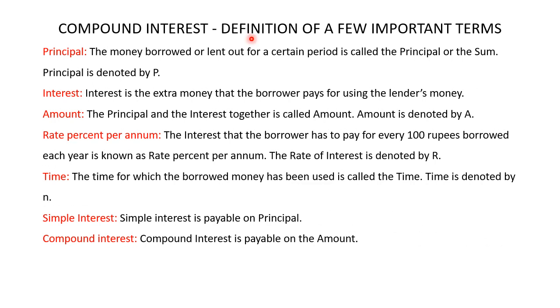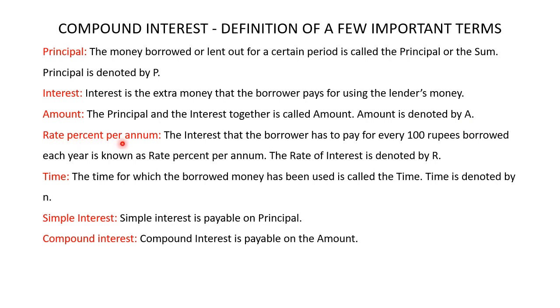Let's understand the definition of a few important terms used in compound interest. Principal. The money borrowed or lent out for a certain period is called the principal or the sum. Principal is denoted by the letter P. Interest. Interest is the extra money that the borrower pays for using the lender's money. Amount. The principal and the interest together is called the amount. Amount is denoted by the letter A.